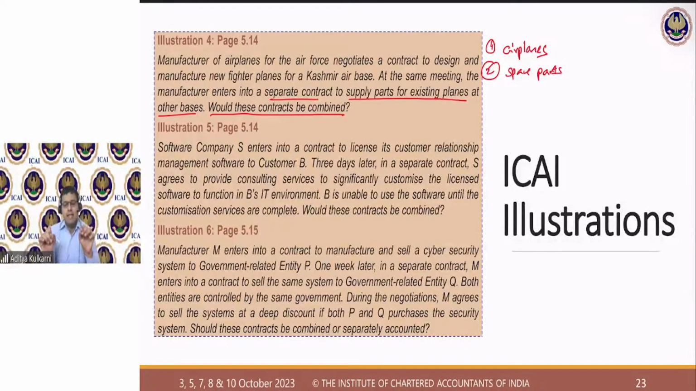They are entered at the same time, but between both of them, there is no relationship. There is no relationship between both the contracts. They are separate contracts. We cannot combine them. Okay, so would these contracts be combined? Answer is no. You cannot. It makes no sense to combine these contracts because they cannot be negotiated as a single performance obligation, and that is why we keep them separate.